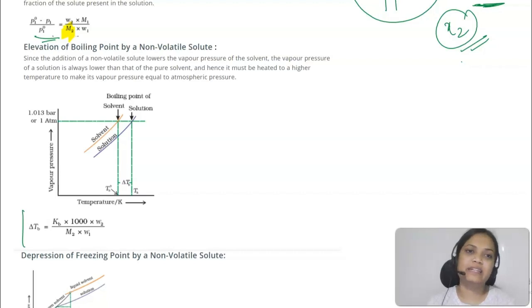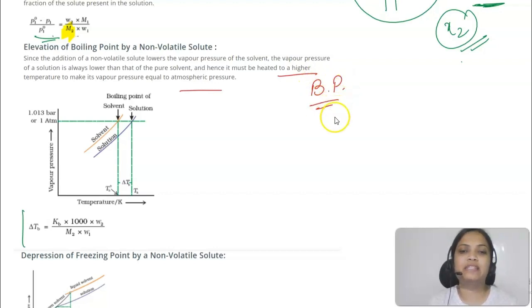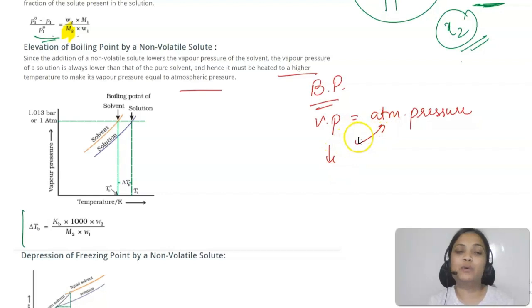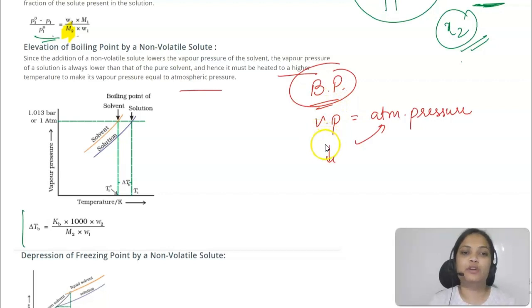So it must be heated to a higher temperature to make the vapor pressure equal to atmospheric pressure. Because we know कि boiling point is that temperature जहाँ पर vapor pressure becomes equal to the atmospheric pressure. So अगर वेपर प्रेशर लो हो गया है तो उसको एटमॉस्फेरिक प्रेशर के इक्वल करने के लिए we need to heat it more, so that is going to increase the boiling point, जिसको हम बोलते हैं elevation in boiling point whenever a non-volatile solute is added.